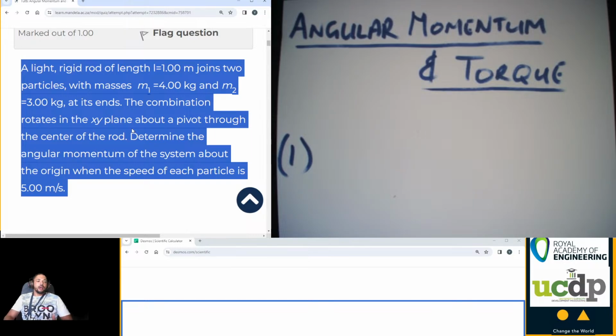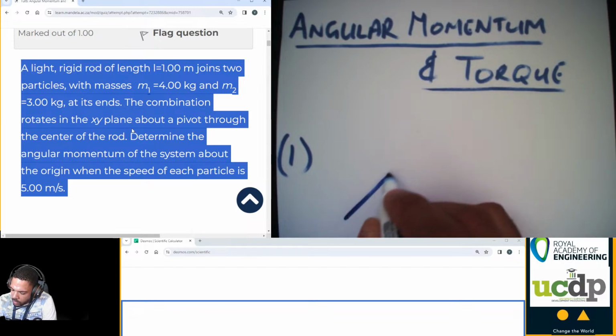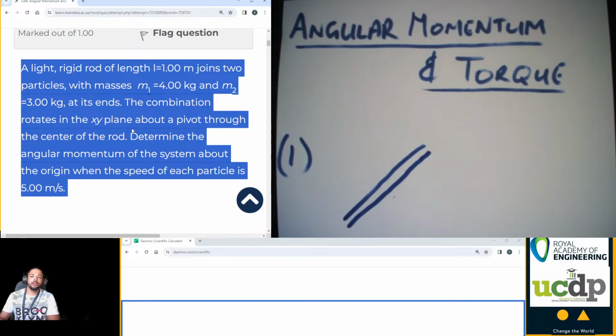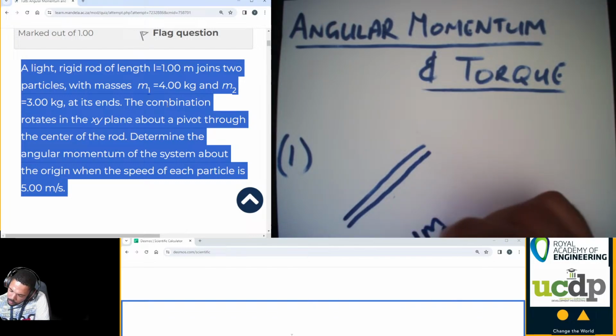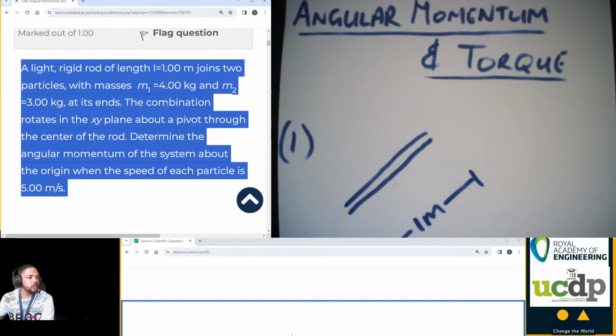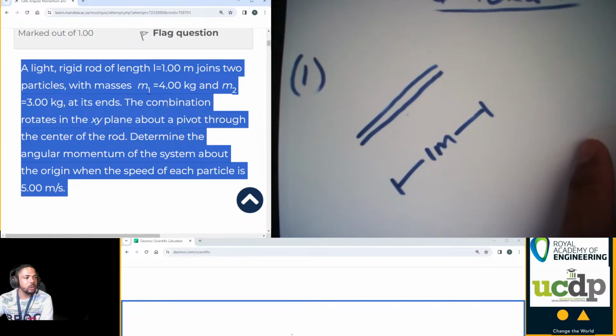It says a light rigid rod of length 1 meter. So there is some rod. Let's try to draw it. Okay, so there's a rod, basically a stick. This is the stick, and it is 1 meter long. Let me just move it upwards to draw what they're telling.